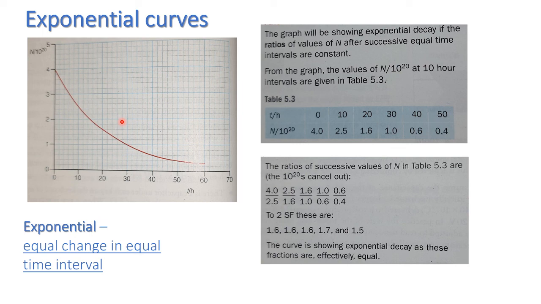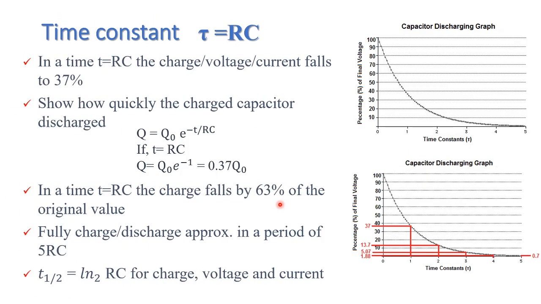So it is better to remember this. If you are given a situation to show that the curve is exponential, you have to use this method to show that. So let's examine the time constant in a little more detail. The time constant RC is the time it takes for the charge, voltage and current to fall to 37%. That's how we described it initially also.